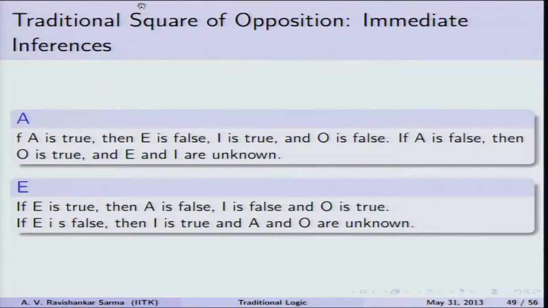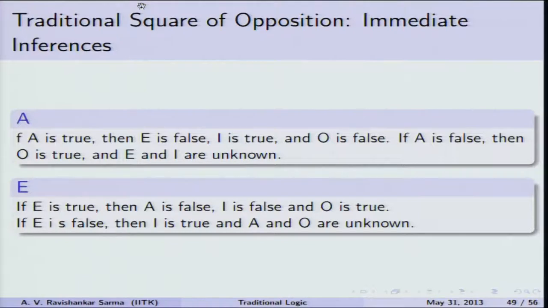If A is true, then obviously E has to be false, that means A and E are contradictory to each other. If I is true, that is some X is Y is true, then obviously its negation, some X is not Y, has to be false. So if A is false, then obviously O has to be true, because A and O are contradictory to each other. In the same way this tells us how A, E, I and O are related to each other.